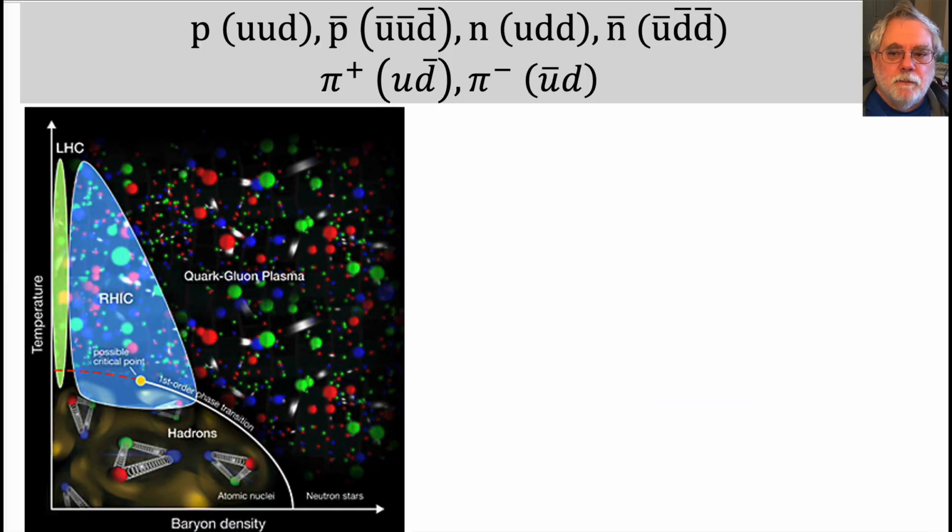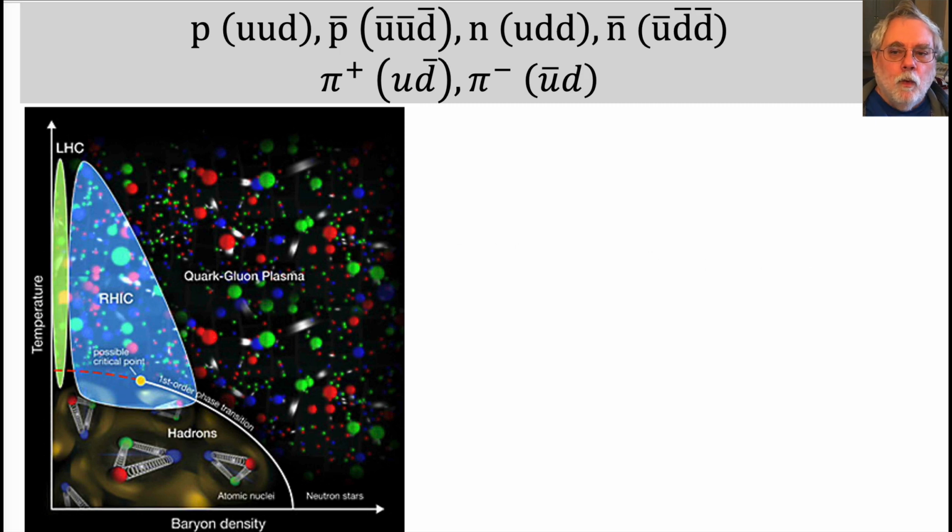The physics of elementary particles, after 1/1,000,000th of 1 second after the Big Bang, is pretty well understood and verified using our most powerful particle accelerators. The Large Hadron Collider at CERN, whose range of operation is shown as this green bubble, and the Relativistic Heavy Ion Collider, RHIC, at Brookhaven National Lab, whose range of operation is shown in this blue bubble.